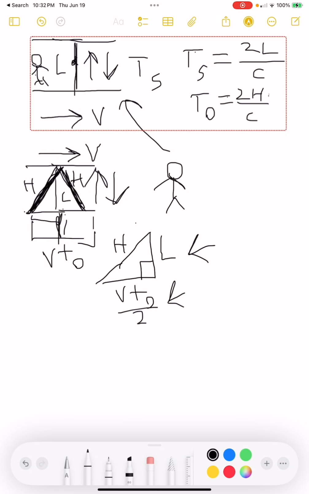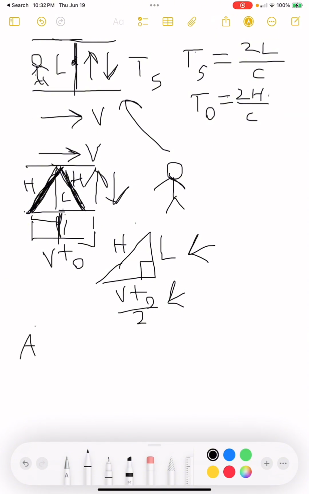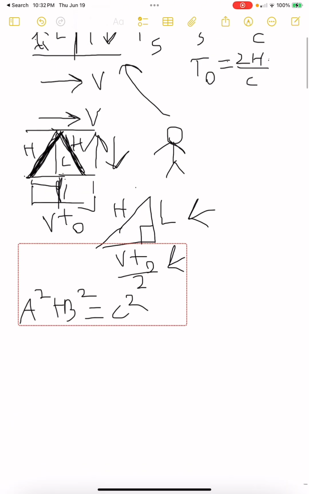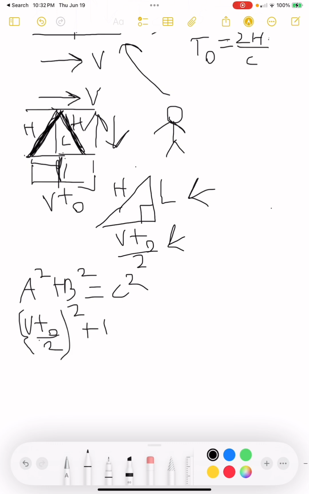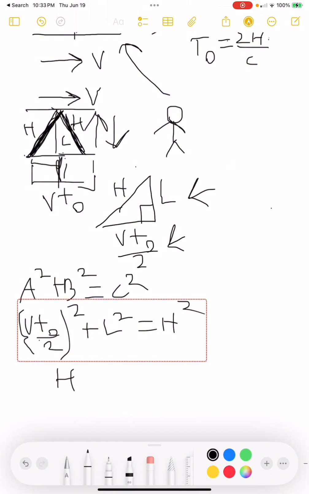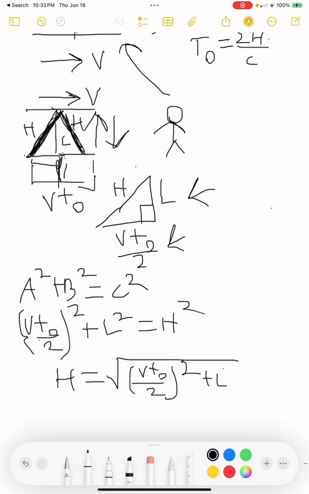Now, what we are going to do is use a squared plus b squared equals c squared to see that (v t of 0 over 2) squared plus L squared is h squared. Taking the square root of both sides, we get that h is the square root of (v t of 0 over 2) squared plus L squared.